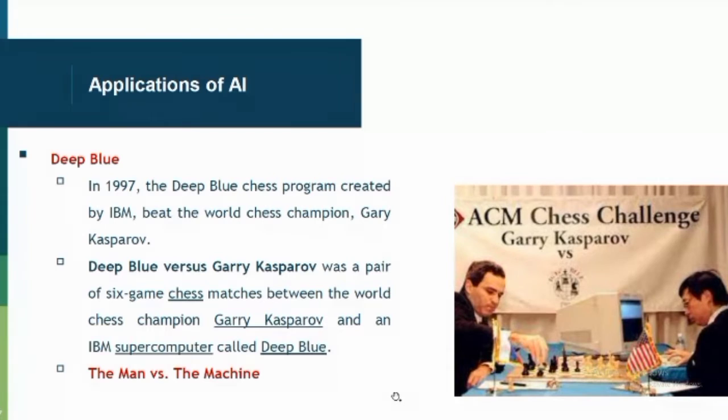Okay. Now, from this Deep Blue program, a new phrase came into the picture, that is man versus the machine. From this movie or this Deep Blue program, a new word came into existence, that is man versus the machine. So nowadays, whatever games you are playing, you can consider the base for your games is actually the Deep Blue program. That is man versus the machine. Okay, so this is one of the famous applications. I thought you should know this.